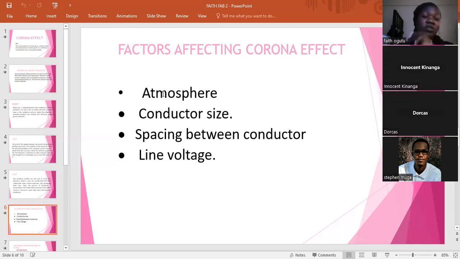The molecules tend to travel at a high velocity, and when they travel at a high velocity, that means the corona effect is increased. And that goes for the conductor size and the line voltage. They are both directly proportional to the corona formation. Their increase increases, and their decrease also decreases, the chances of corona occurring. That is good of you, Innocent.